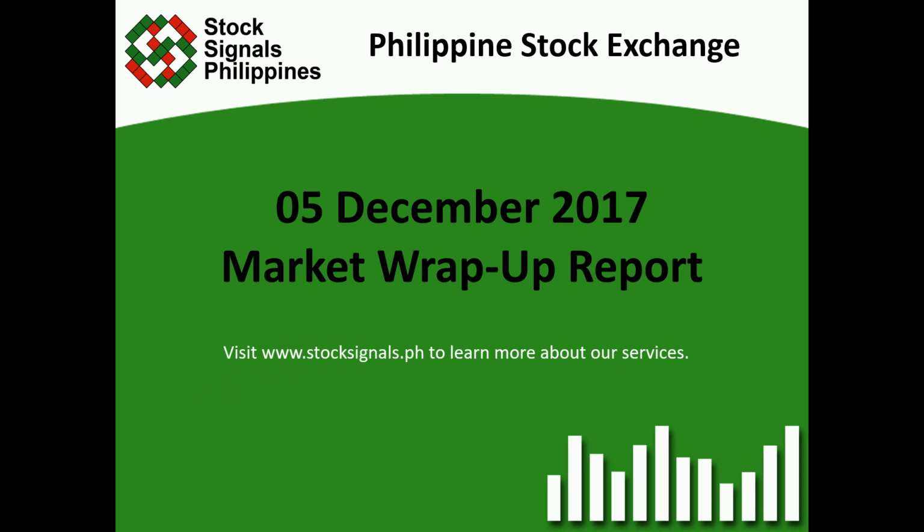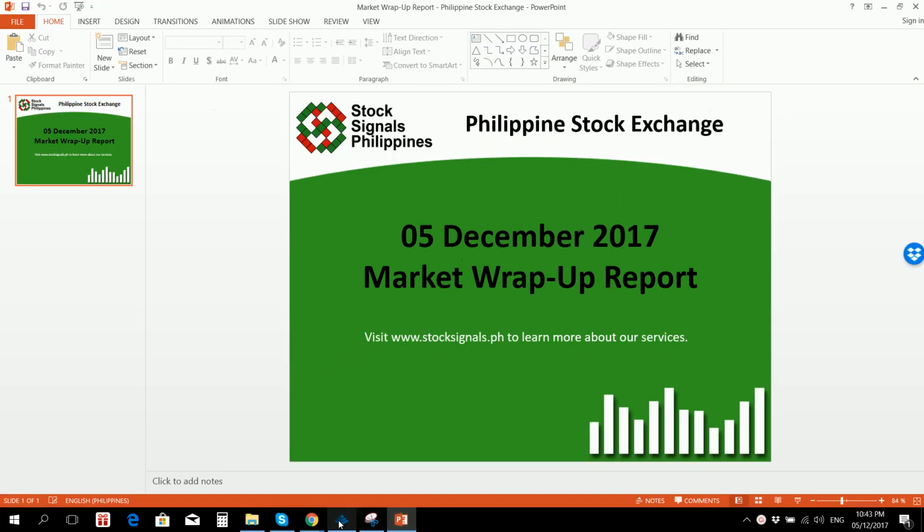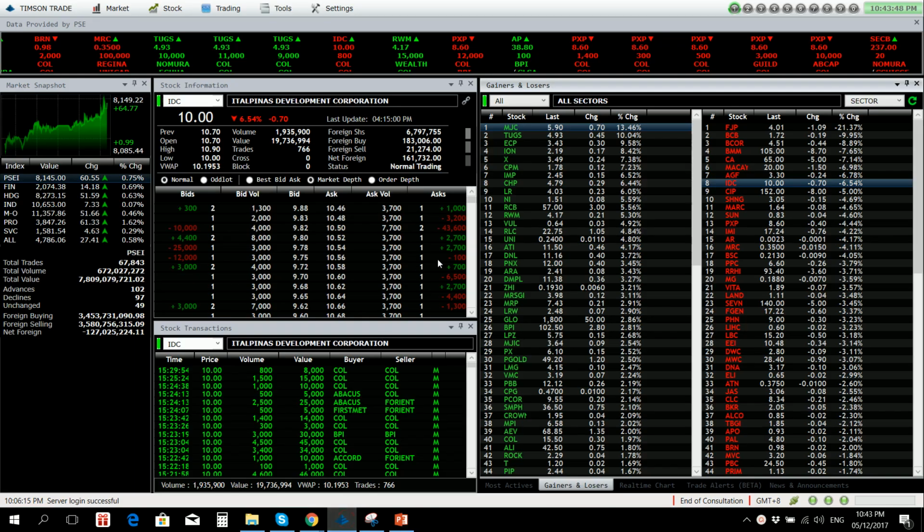This is our market wrap-up report for December 5, 2017. The market was actually able to recover and closed green today after dropping for 5 straight days. It closed at 8145, up 60.55 points or 0.75%. The broader all-share index is up by 0.58%. The rally was across the board, with the property space being the best performer, followed by the financials, which was actually down in the early part of the day.